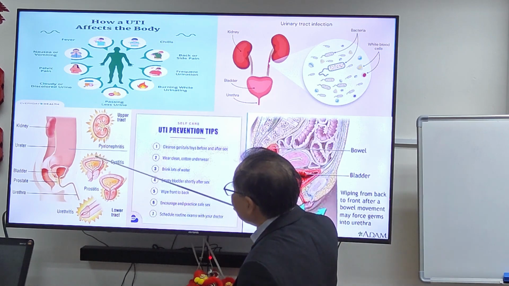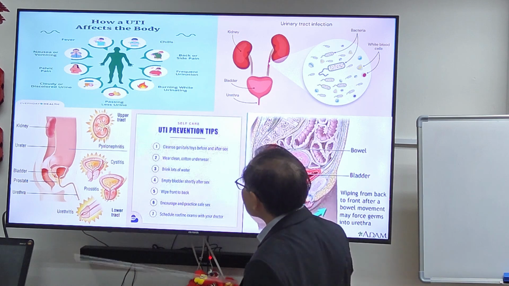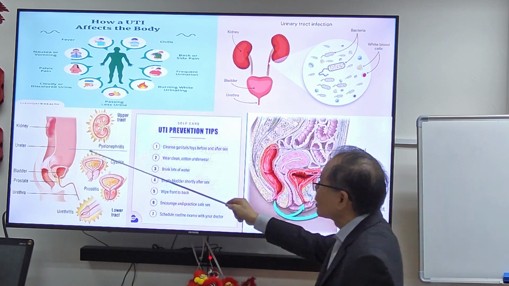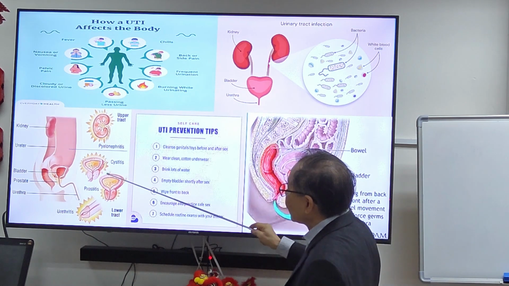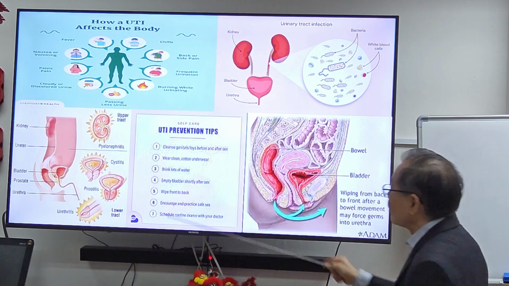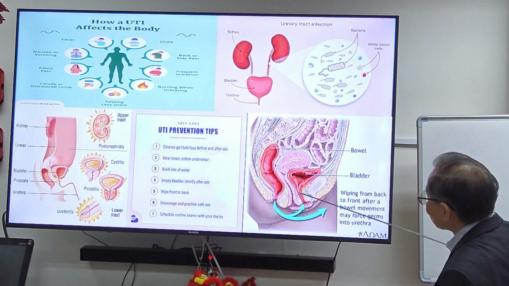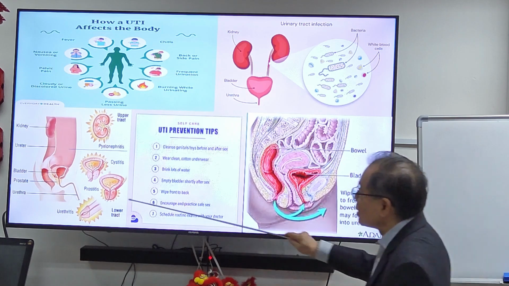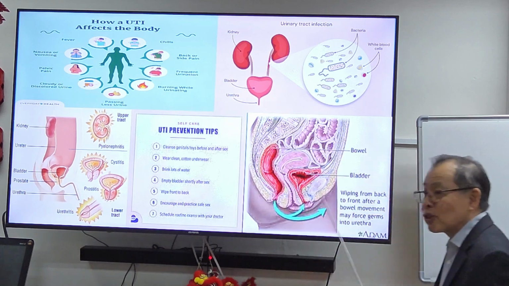Urinary tract infection can give rise to infection in the kidney, pyelonephritis, or it can produce infection lower down in the bladder, cystitis, and in the urethra, urethritis. So this is a male, this is a female diagram. You can see how short the urethra is in the female. In the male, it's such a long urethra, right? That's why females always get it.